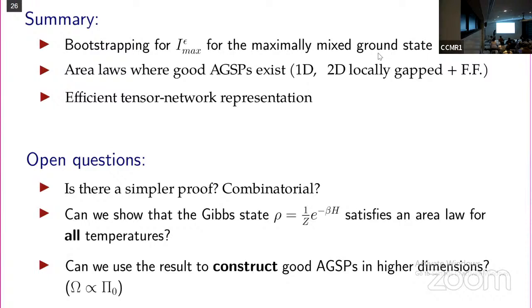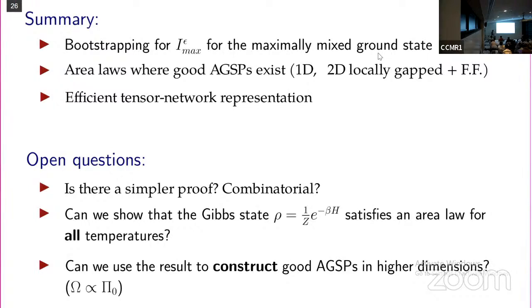And some open questions are there. First of all, for me personally, is there a simple proof? The proof is, in my taste, too complicated, and maybe there is some combinatorial proof that can be found. And then, going back to the Gibbs state, we know that it has an area law if it is on a local lattice for any finite temperature, and this result shows it also has an area law for zero temperature. Then, will this imply that there is an area law all along the way? That's, I think, an interesting question.